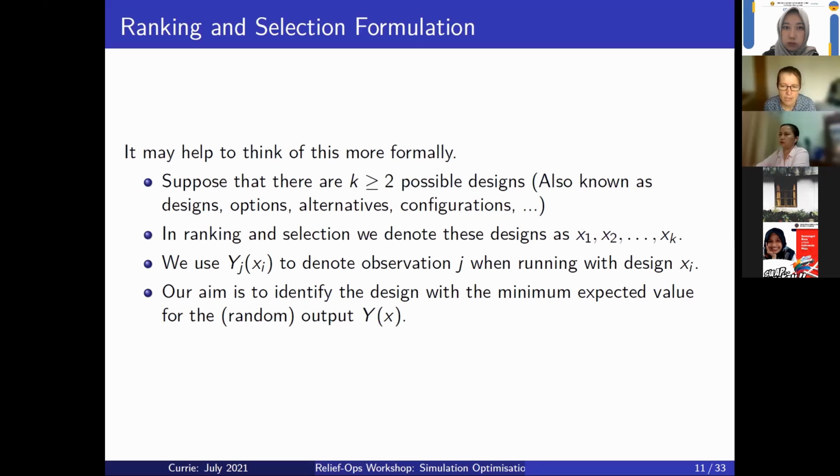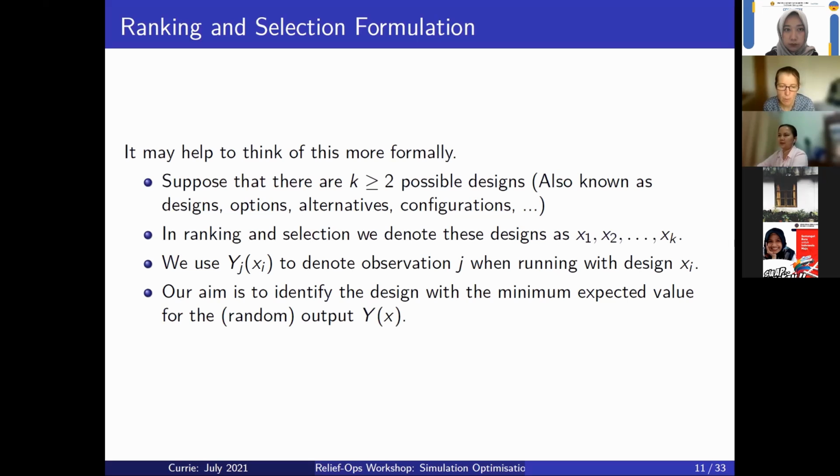So in ranking and selection, we're going to call these designs x1, x2, up to xk. So effectively, these x's are our decision variables, and we're wanting to decide which of those, whether we want x1, x2, or xk, or any of those in between, is going to be our best design that gives us the best output.